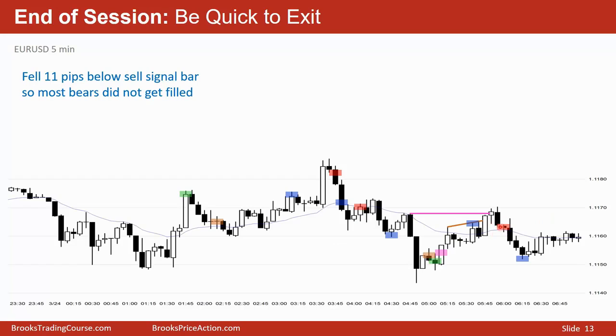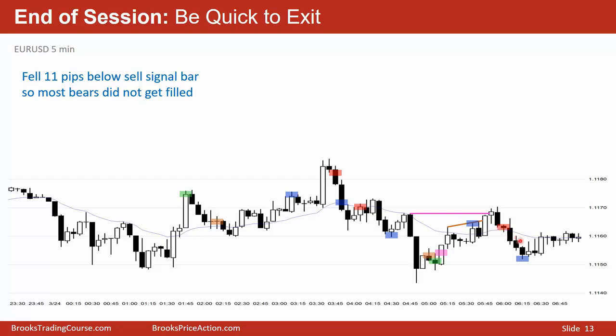If you do sell below that bear bar, you place a limit order to buy back your shorts 10 pips down. This fell a little bit below 10 pips, and that means you would have been able to scalp out with a 10 pip profit. This low is actually 11 pips below that low. Therefore, in fact, most bears would not have been filled.